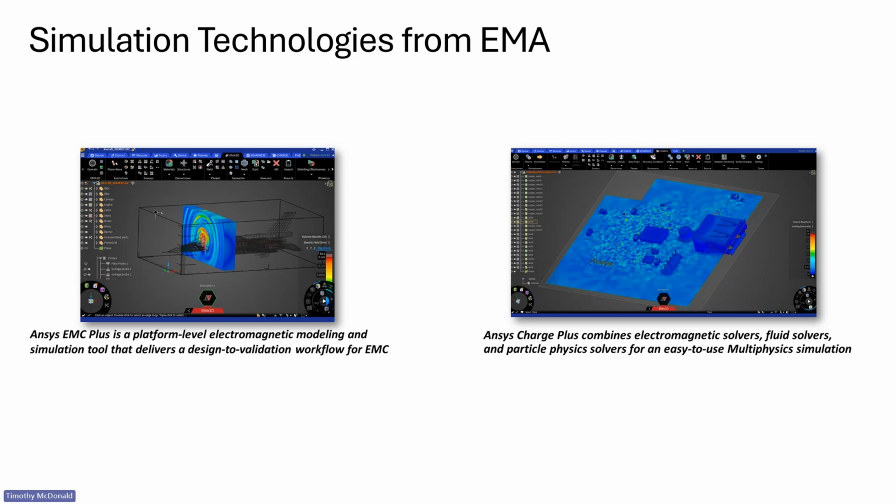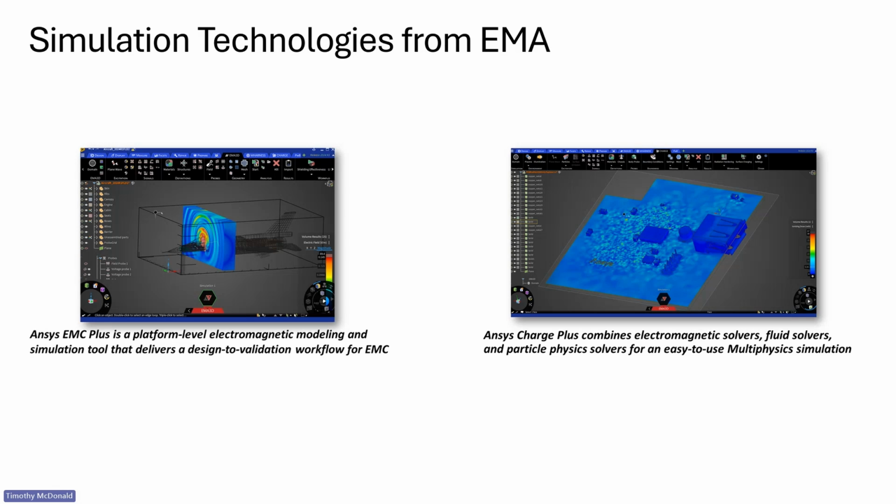There are two simulation technologies from EMA, meaning that we develop them. However, they are commercialized fully through Ansys. So the only place you can purchase these two products is from Ansys or the Ansys channel. Ansys EMC Plus is a platform-level electronic modeling and simulation tool that delivers a design-to-validation workflow for EMC. The goal is extreme geometric complexity for full devices and full platforms to give you the shortest time to value.